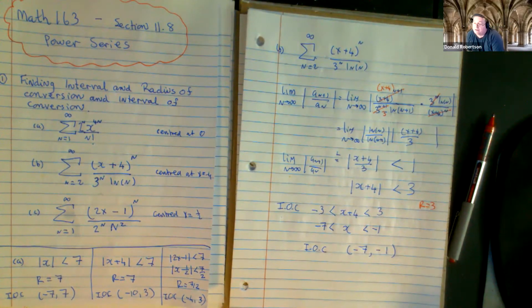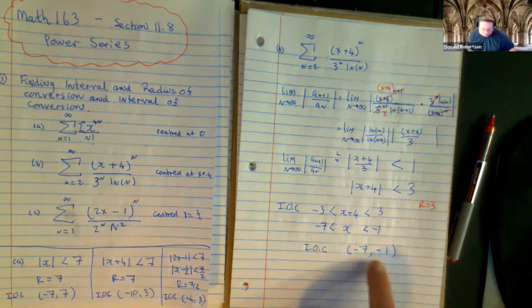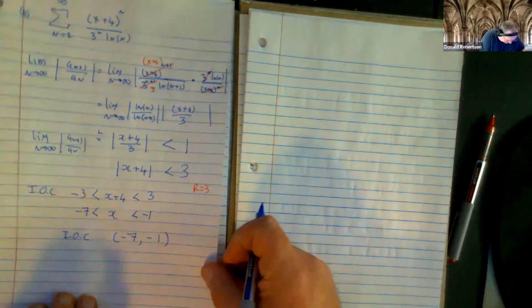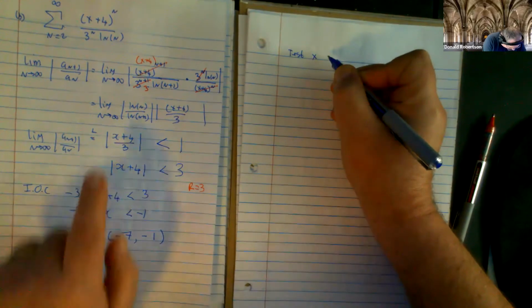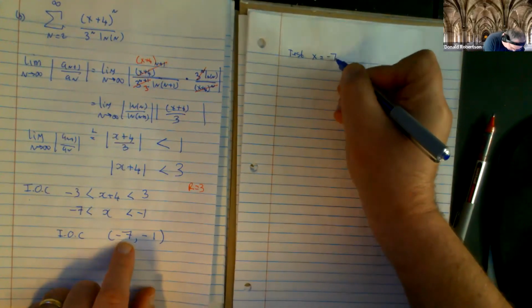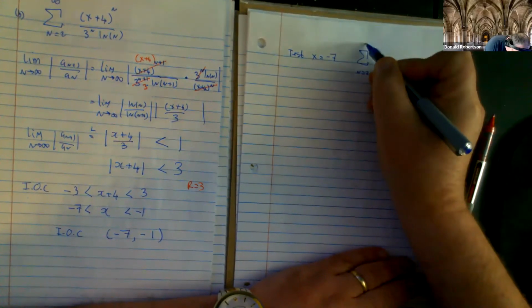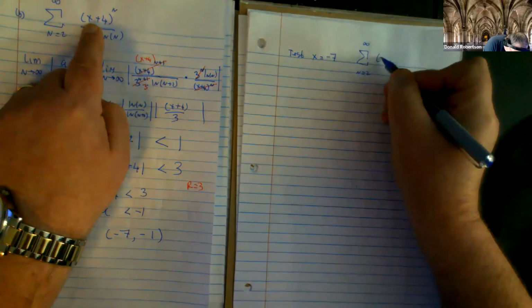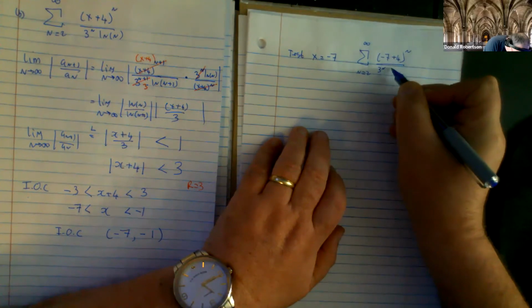So far, so good. And then a lot of people forget that we're only 2/3 of the way through. Don't we now need to check separately the two endpoints, because they may or may not converge? So that's the final part of this puzzle. I'm going to test what happens to this power series when x is -7. Well, you just take the series, replace the x by -7, and then play about with it and see what you get.